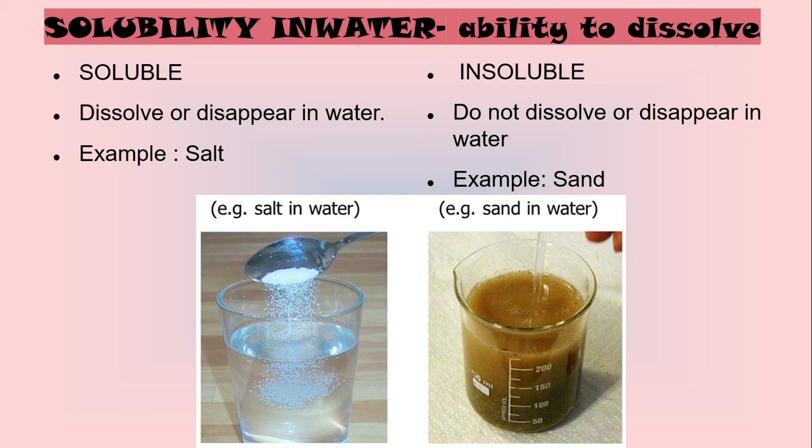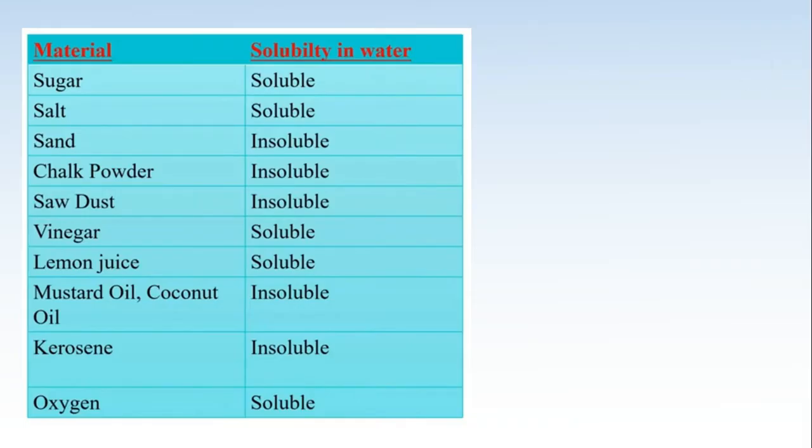You can see the example, that is sand. When you mix sand in water, you can see the clayiness or muddiness of the water. So we can say that sand is insoluble. Now let's come to some of the materials which are soluble or insoluble in water. Sugar and salt, since they dissolve in water, we call them soluble.